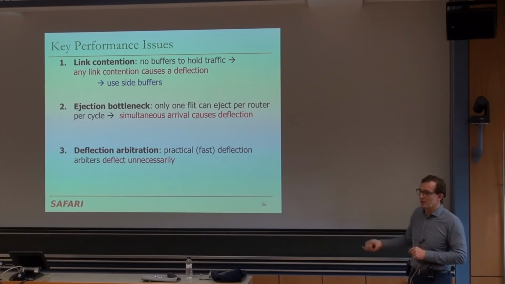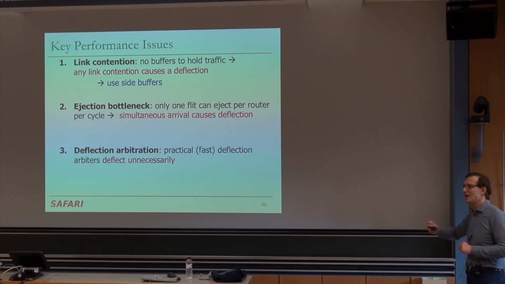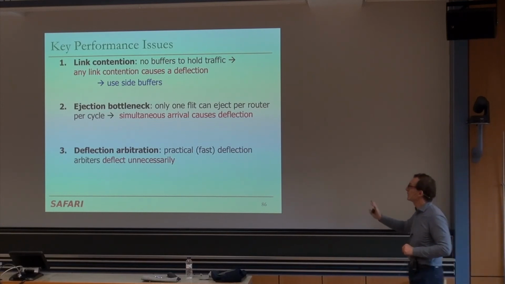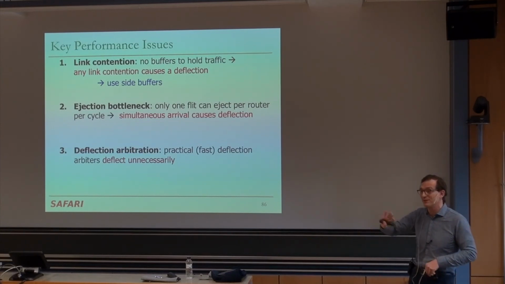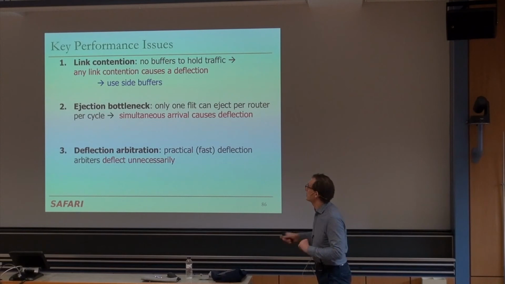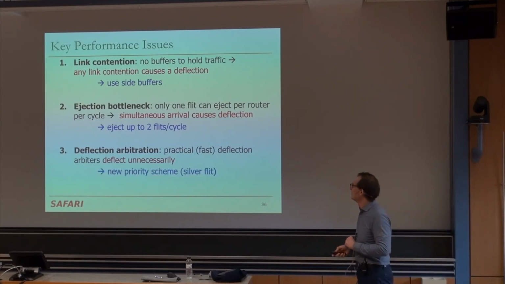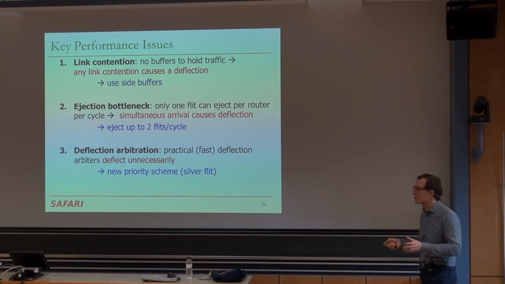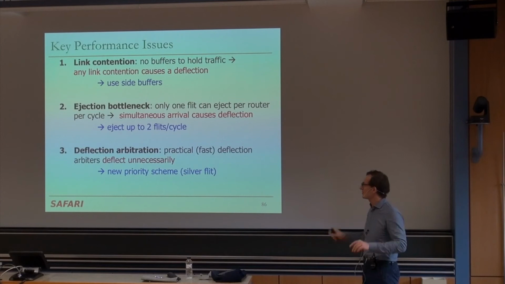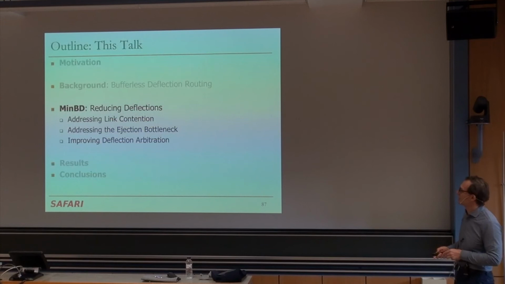So we're going to have three ideas to solve the problem. Basically, to handle the link contention problem, we're going to use side buffers. We're going to add a little bit of buffering into the router, but we're not going to put it on the critical path. The buffering is going to happen only for deflected flits. That's a very different kind of buffering than normally you have in routers. And we're going to eject up to some number of flits per cycle. In this case, it's 2, because 2 happens to be a good number. And there's a new priority scheme that adds a little bit more complexity into the router, like a silver level, so that you can prioritize some flits over others, such that you reduce the deflections.